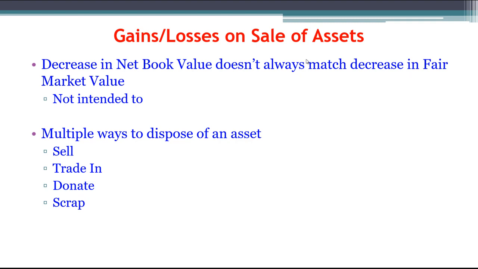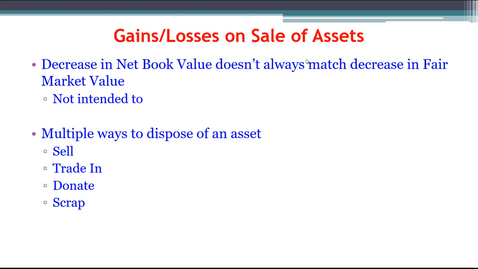So the point here is at the end of the asset's life, when we do get rid of it. Either we sell it, we trade it in, we donate it, we scrap it. Whatever we did with it, we have to pull it off of the books. We have to pull everything related to it off the books, the accumulated depreciation, the asset, and if we got cash for it when we sold it, we'll have to put that on the books.